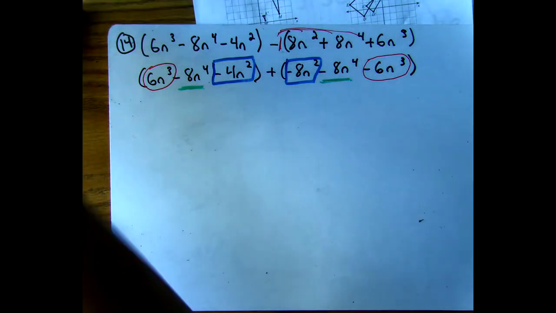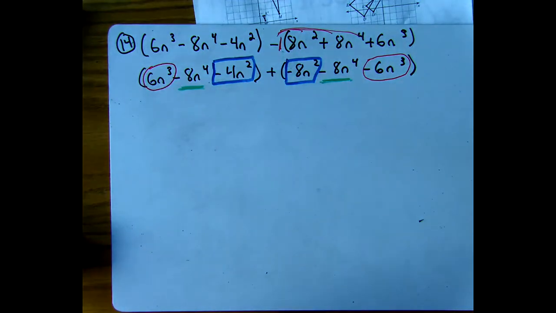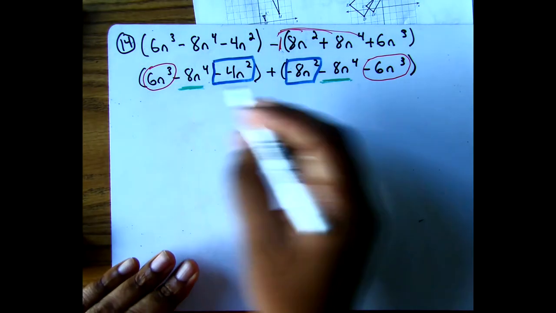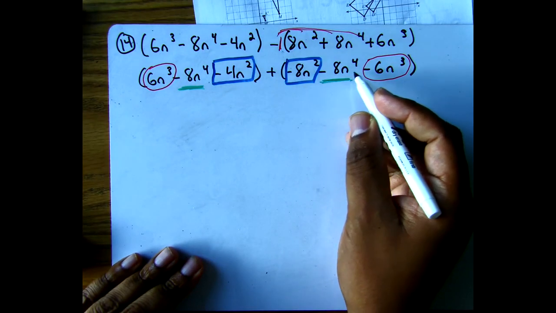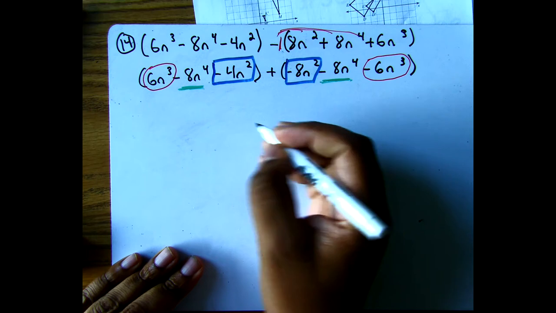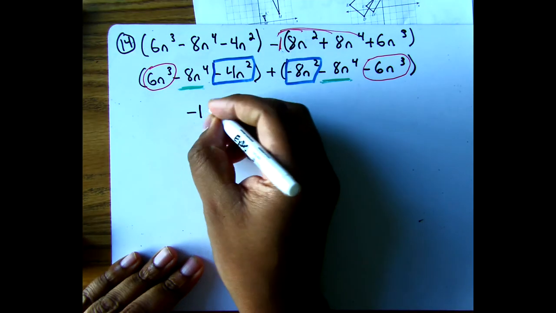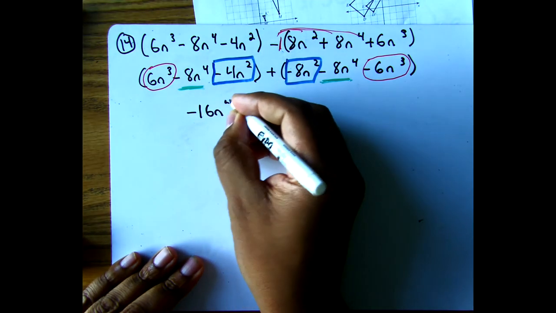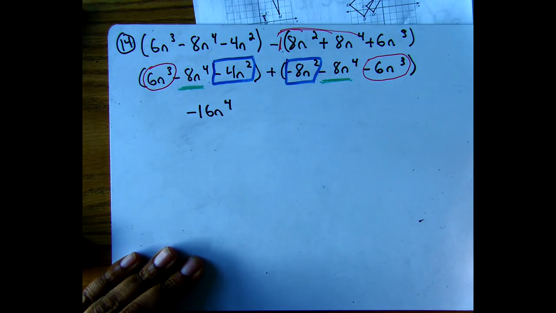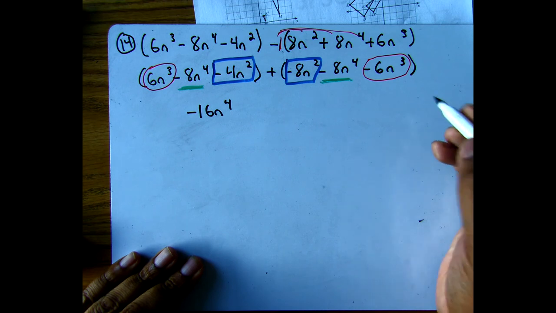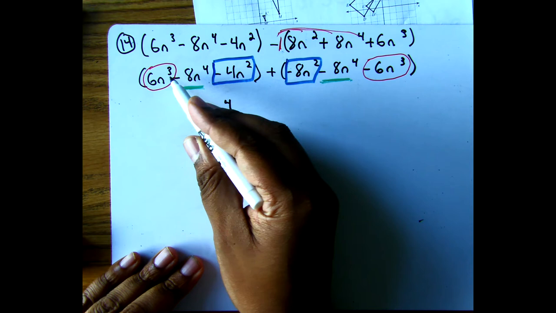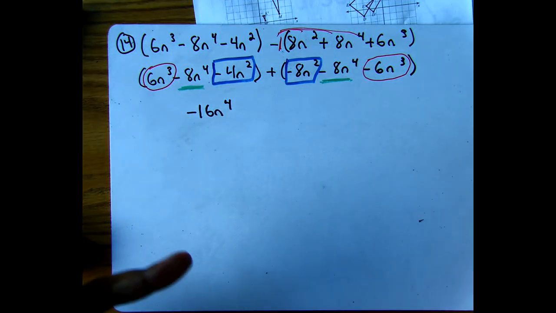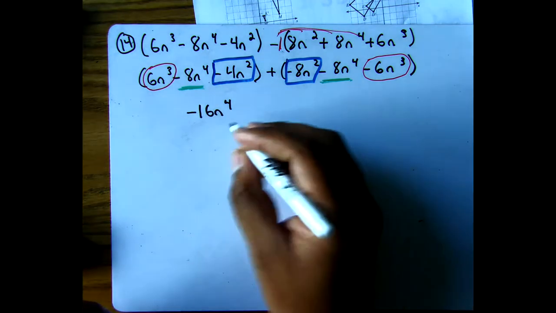Now, let's go ahead and combine these and see what we got. So starting with my highest degree, negative 8n to the fourth and negative 8n to the fourth, we're going to combine those, and that's going to get us a negative 16n to the fourth. Now here, we've got a negative 6n to the third and a positive 6n to the third. When we add that together, we get 0. So you don't need to put that down.